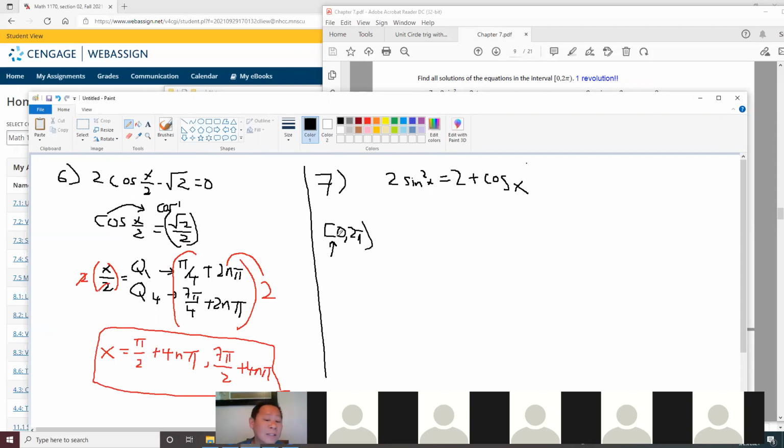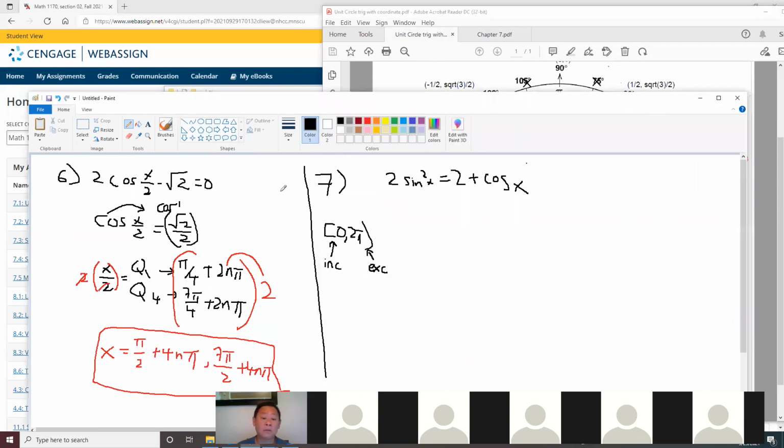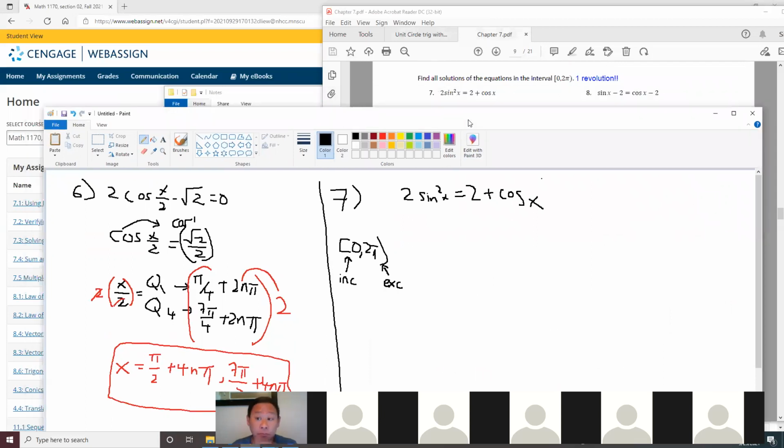And what do the bracket and parenthesis stand for? Bracket stands for including. Yep, so that means it includes 0 and excludes 2 pi. And if you look at the unit circle, 0 and 2 pi are the same thing. So if your answer is 0, you don't put 2 pi on it. They are the same. So make sure you don't put 2 pi as your answer here. It's considered wrong.